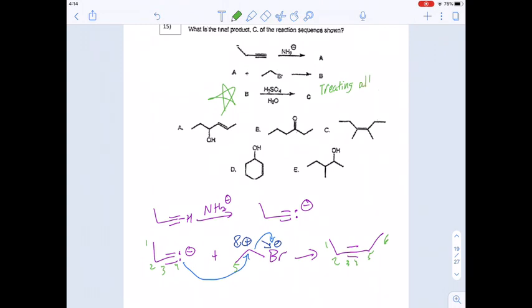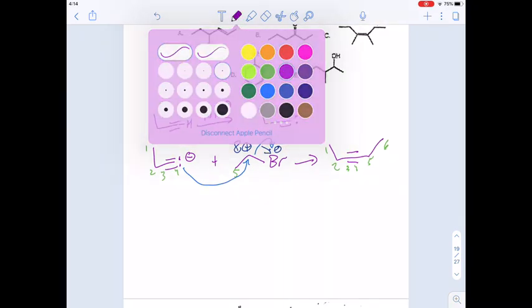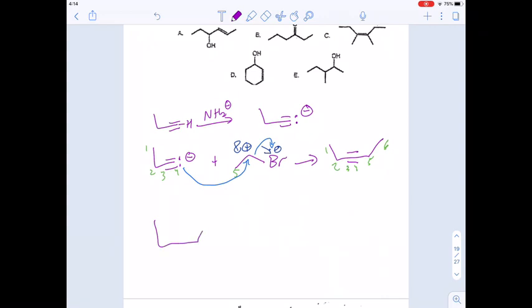So there we go. And then the last part is you're treating the alkyne with H2SO4 over H2O. And this is the special case. So treating alkynes with H2SO4 / H2O makes a ketone. Okay, so let's go ahead and do that.